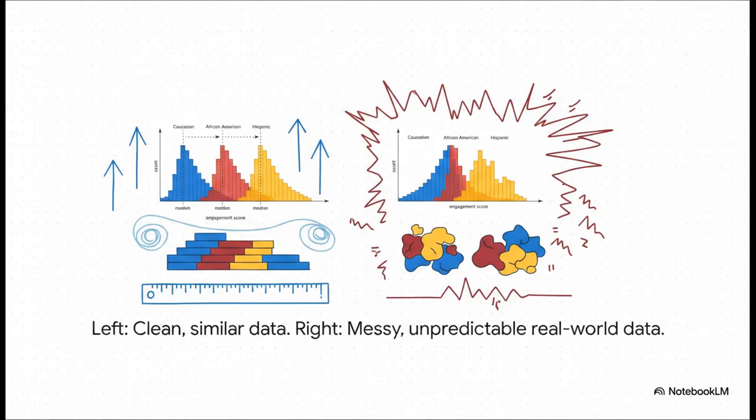In a perfect world, all our data would look like those clean, neat graphs on the left, the kind you see in textbooks, right? But let's be real. Reality usually looks a lot more like the graph on the right. It's skewed, it's lumpy, it's kind of unpredictable. And here's the problem. When your data is messy like that, your standard everyday statistical tests can get totally thrown off and give you the wrong answer.